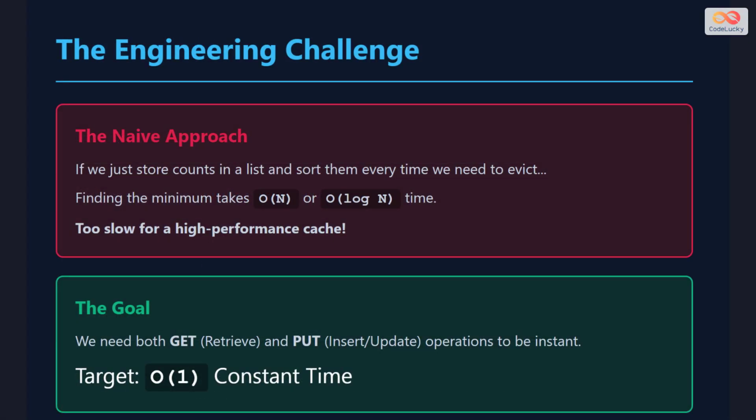Here is the tricky part. A naive approach might simply store counts and sort them to find the minimum. But sorting takes time, usually logarithmic or linear relative to the number of items. For a high-performance cache, this is too slow. We need both getting and putting data to be instantaneous, or O(1) time complexity.